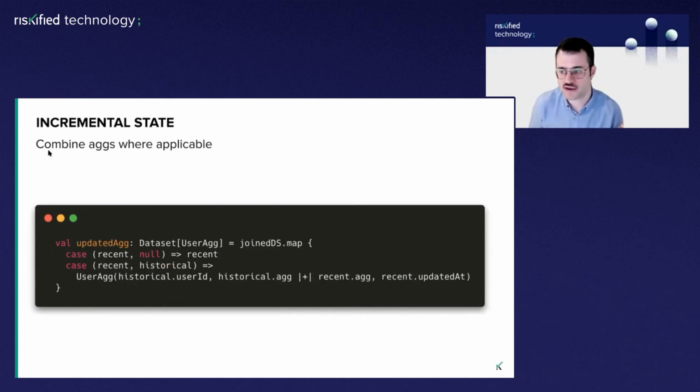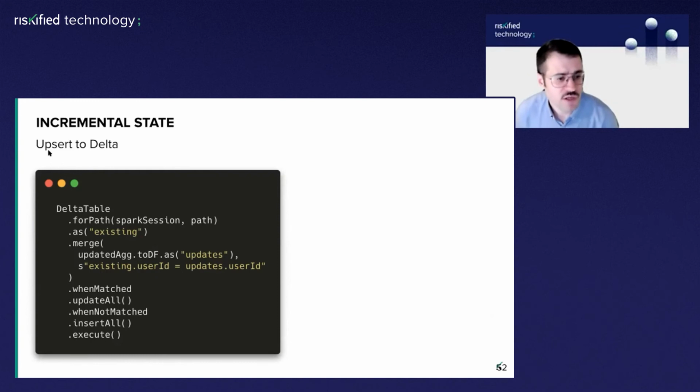And then coming back to where we were before we did this small detour to functional programming land, all we need to do is just combine the historical and recent Agg. And this is a very succinct, concise syntax, which I think allows us to remain in a very high level approach. And then we're going to need to upsert this back to Delta.